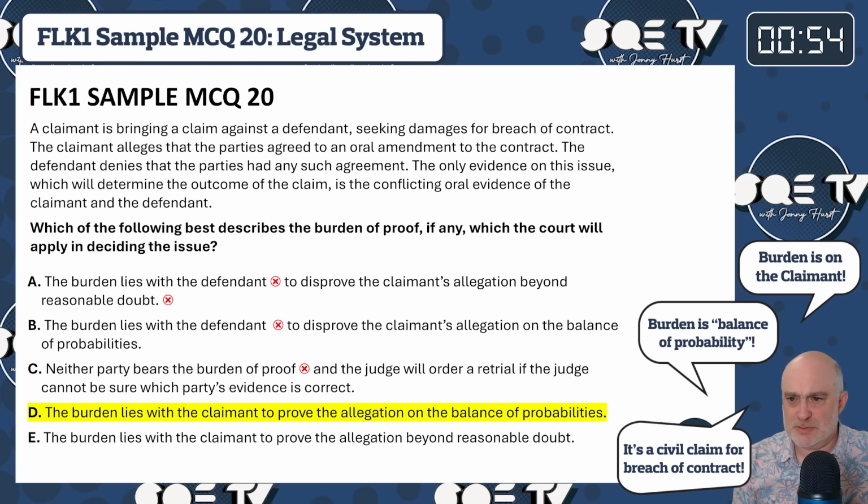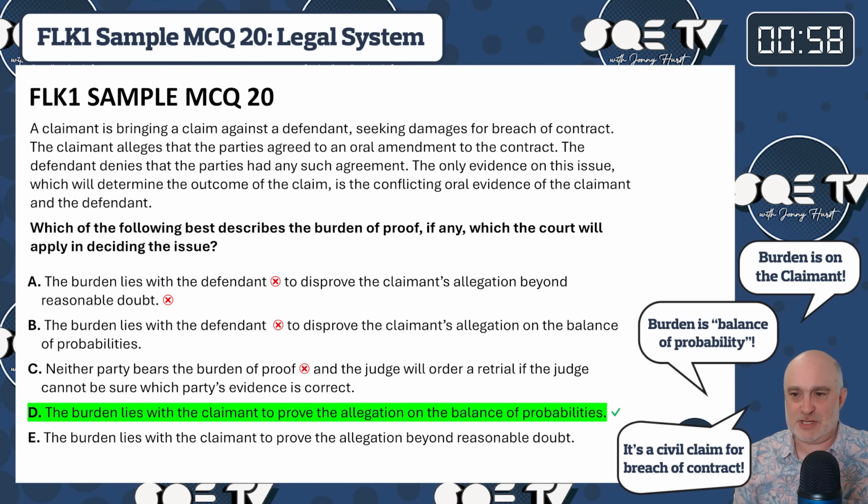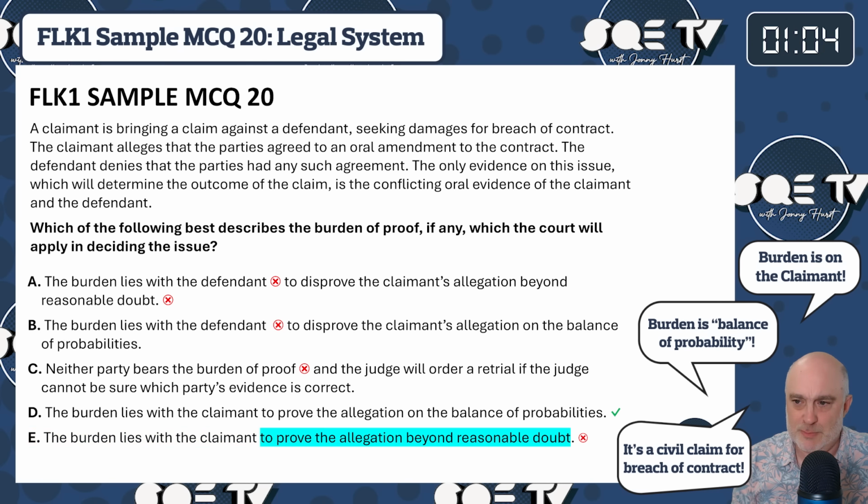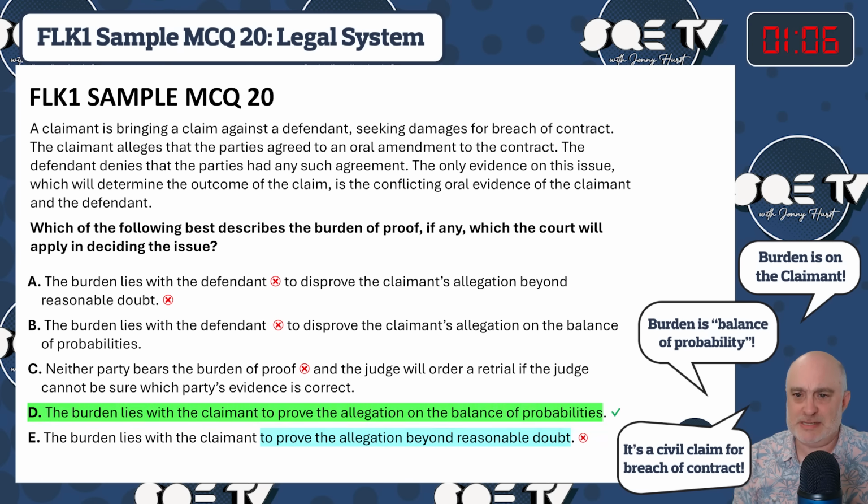D, the burden lies with the claimant to prove the allegation on the balance of probabilities. Yep, I think that's correct because it's the civil test, so hopefully E is wrong. The burden lies with the claimant to prove the allegation beyond reasonable doubt. No, that's the criminal burden of proof, so yeah, D is definitely the right answer.